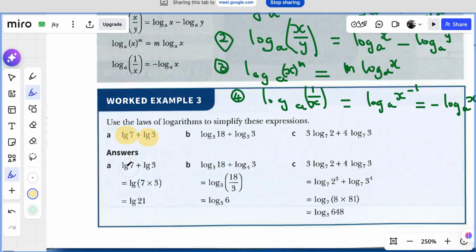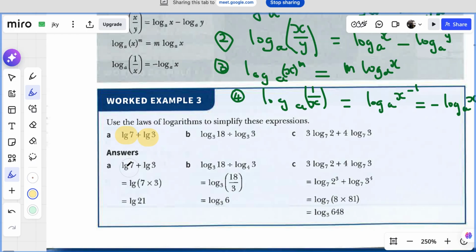Now, it says simplify this one also: log base 3 of 80 divided by log base 3 of 3. Since they have the same base, which is base 3, you should just write log base 3, like you factorize log 3 out, as in algebra.